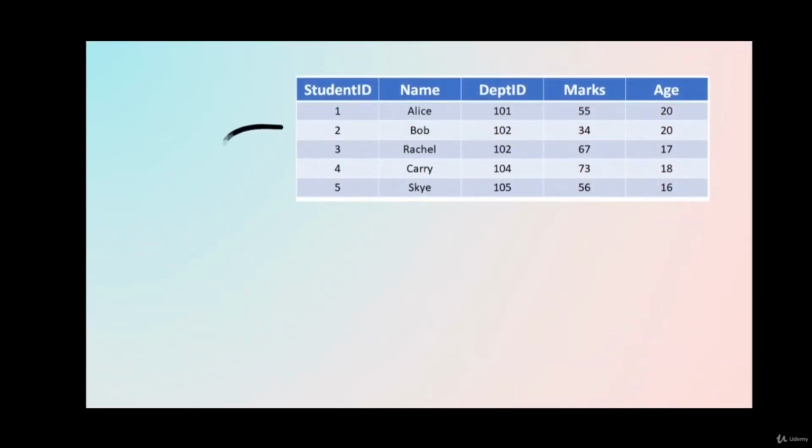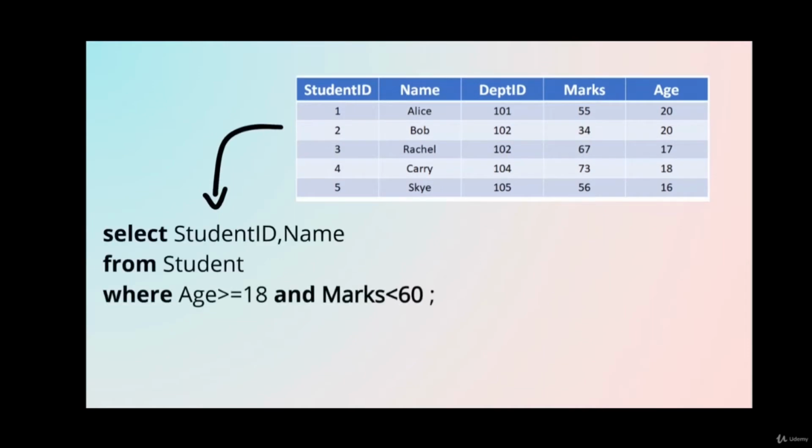Let's take one more example. Suppose we want to find out the name and student ID of those students who have age greater than or equal to 18 and marks less than 60. In that case, we will write the query as select student ID, name because we only want to view these 2 columns from student where age is greater than or equal to 18 and marks less than 60.